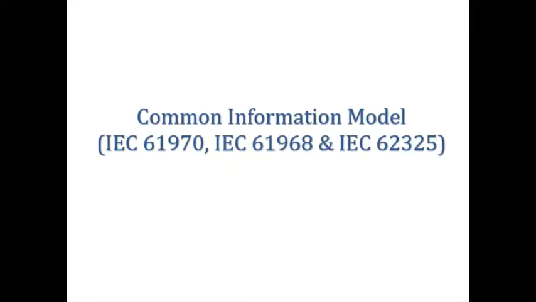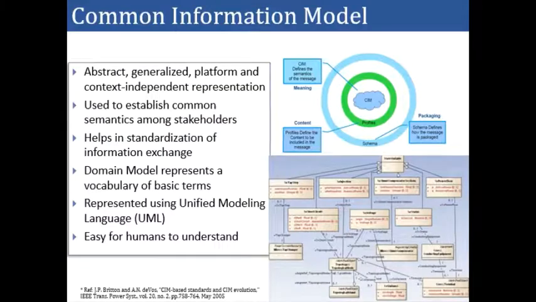So first, let's start our discussion on the common information model. The common information model has three subsections. One is IEC 61970, which is mainly for the transmission system. IEC 61968 is the common information model for the distribution system. And IEC 62325, which is related to the energy market. Now let us see what the common information model is.